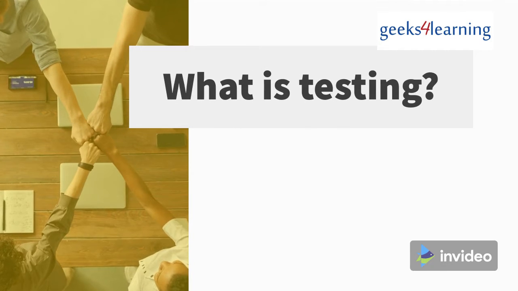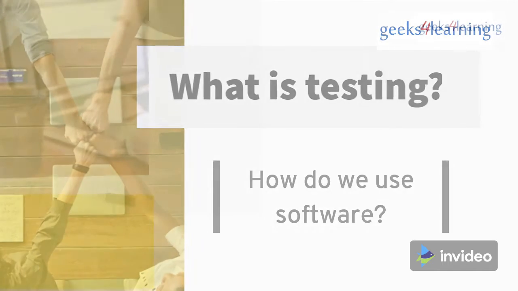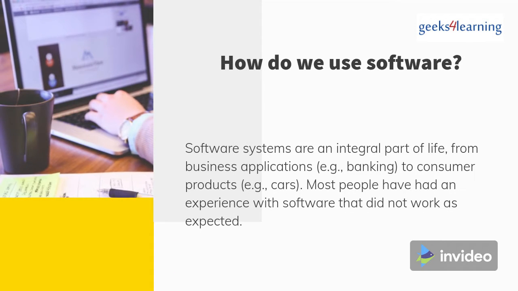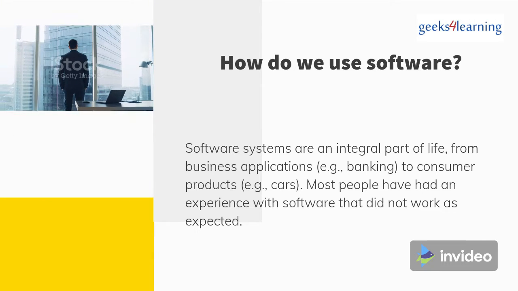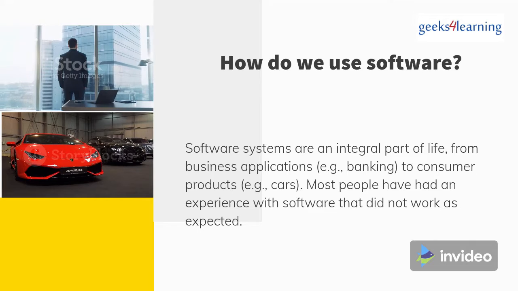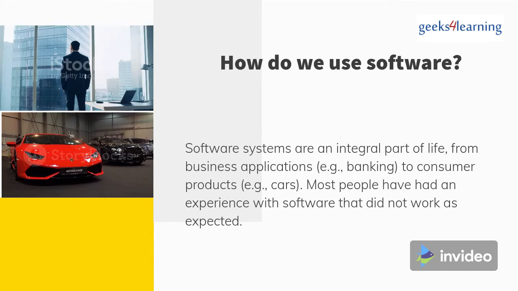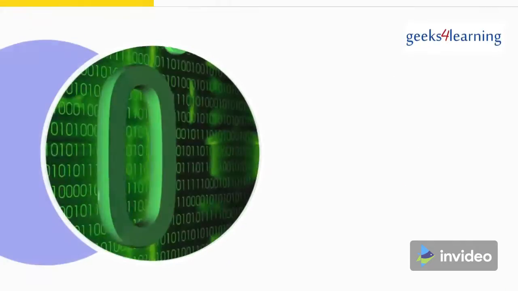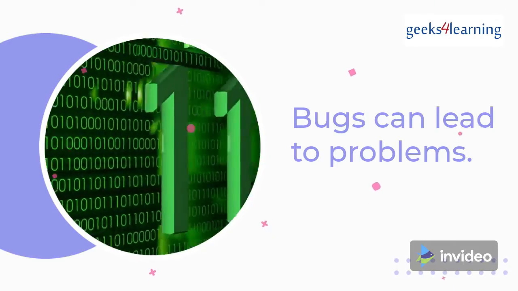What is testing? How do we use software? Software systems are an integral part of life, from business applications, for example, banking, to consumer products, for example, cars. Most people have had an experience with software that did not work as expected. Bugs can lead to problems.